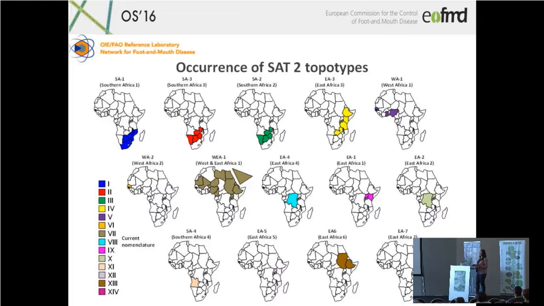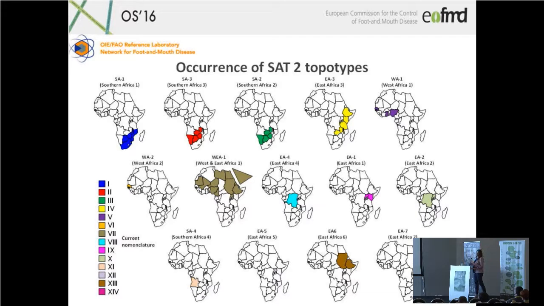I'll show you some of the results of the work that we have done. This is an example of work done for SAT2 viruses, but I direct you to our poster relating to the other SAT viruses, SAT1 and SAT3. Currently there are 14 different topotypes described for SAT2, but they have not all been reported in recent years. Only 8 of them are being reported. What you can immediately see is that they tend to circulate in certain geographical areas. We have divided Africa into certain areas, like Southern Africa, Eastern Africa, Western Africa, and for what we used to call topotype 7, a broader spectrum, West and East Africa.